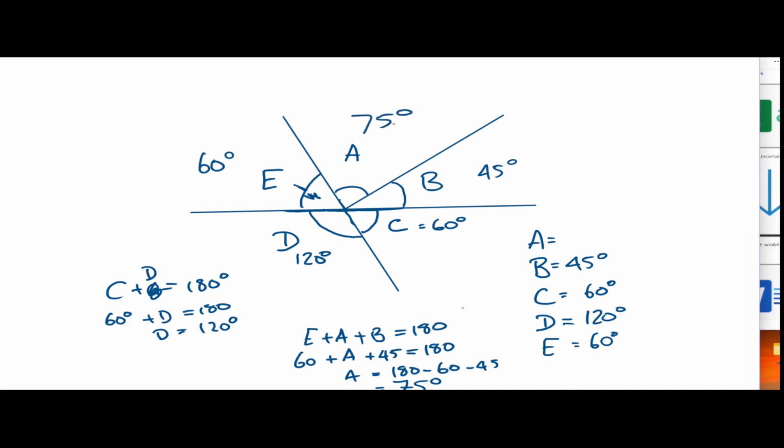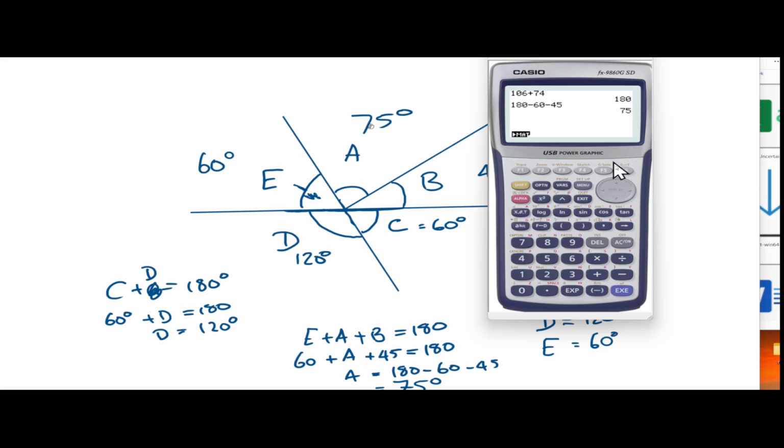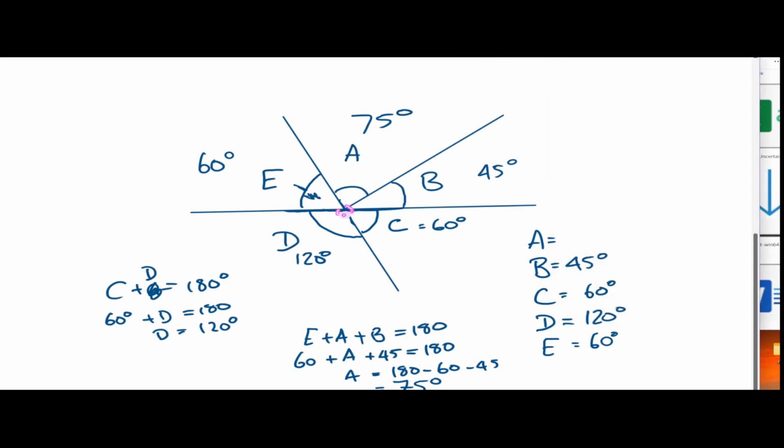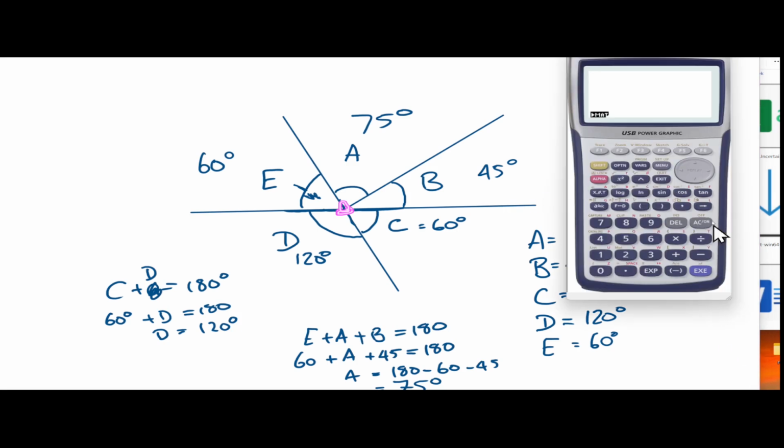So 75 degrees. Now what we want to do is check to see that all of them add to 360 degrees, because they all have this common point here. So let's test it. 45 degrees plus 75 degrees, that's A, plus 60 degrees, that's E, plus 120 degrees, that's D, plus 60 degrees. Does it come to 360? Yep, sure enough. Maths works.